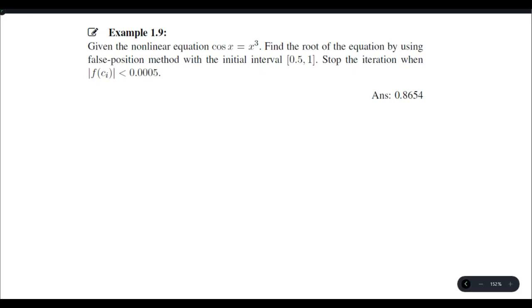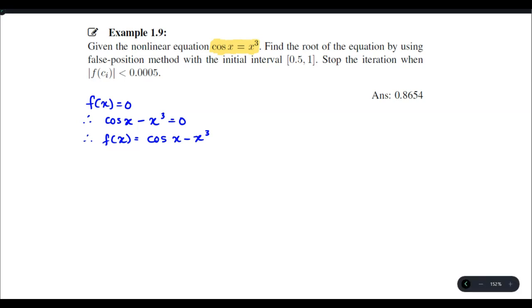Consider this example. First of all, we need to form our f(x), because in this example, f(x) is not given explicitly, but we can see from this nonlinear equation that we can form our f(x). So f(x) needs to be equal to 0. In that case, we have cos x minus x cubed equal to 0. Therefore, we know that our f(x) is cos x minus x cubed.